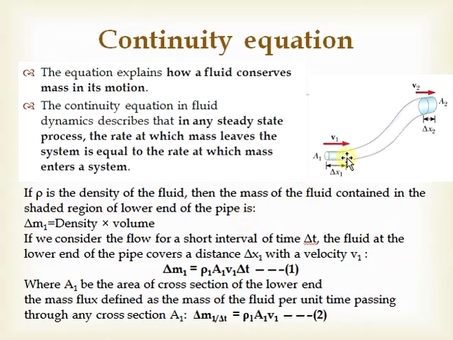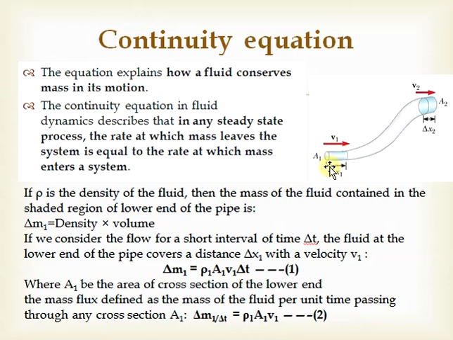Let us consider a pipe through which we are flowing a fluid of density rho. Let A1 be the cross-sectional area at this end of the pipe and A2 be the area at this end. These cross-sectional areas are different, and let V1 be the velocity at this end and V2 be the velocity at this end. In order to derive these equations, the mass of the fluid contained in the shaded region on the lower end, let it be delta M1, is equal to the density times volume.